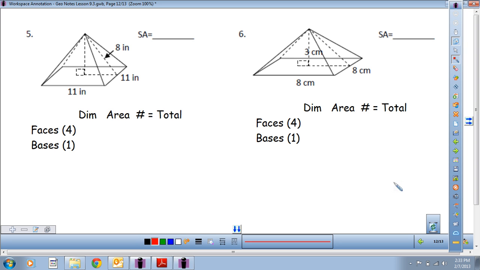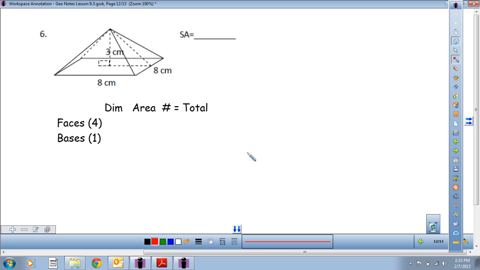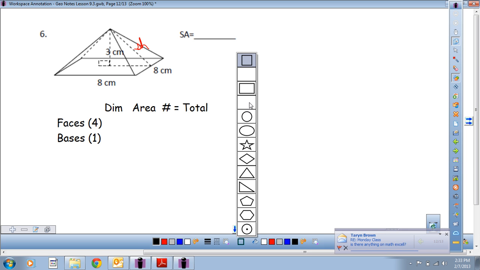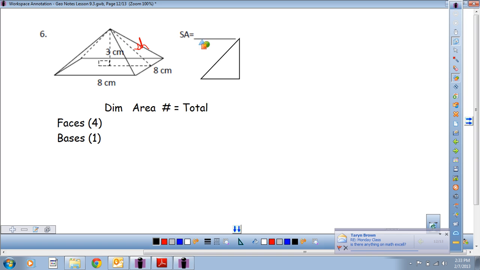Right? So again, let's jump to number 5. Actually, let's skip 5, and I'm going to go on to number 6 and just look at number 6. Now, if you notice the difference between this one and the last few that we've done, we do not know the slant height. So what we need to do is think, how can I pull that guy out? How can I calculate that?